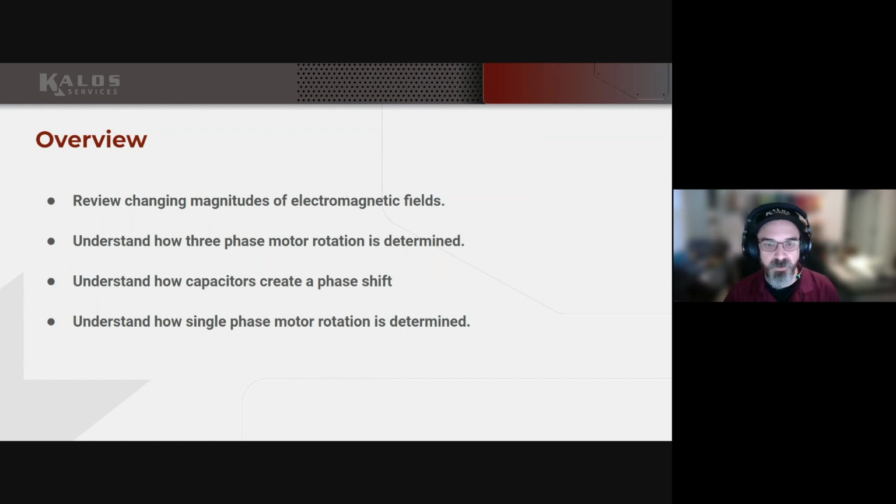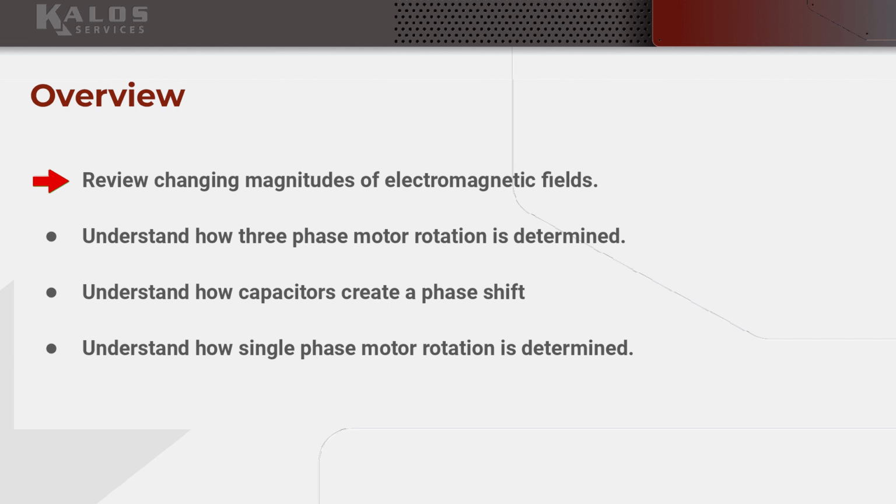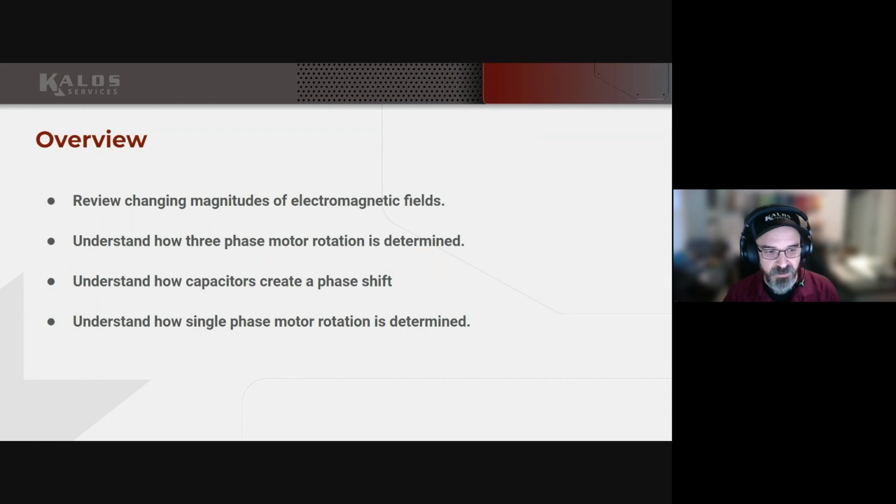So today, just to do a quick overview, we're going to be reviewing changing magnitude of electromagnetic fields. We discussed this a few weeks back when we talked about transformers. When current flows through a conductor, an electromagnetic field is created, which increases or decreases in magnitude depending on how much current flows. Current flow is directly proportional to voltage. As voltage increases, current increases, and your electromagnetic field will become larger. So we're going to review that.